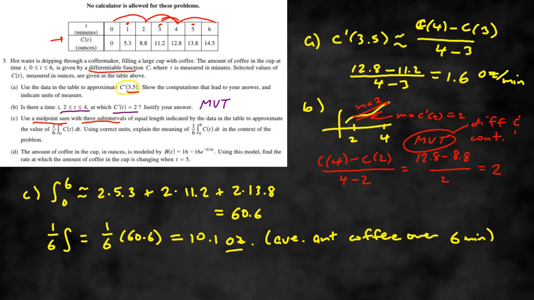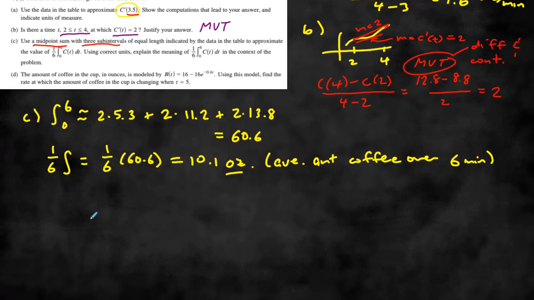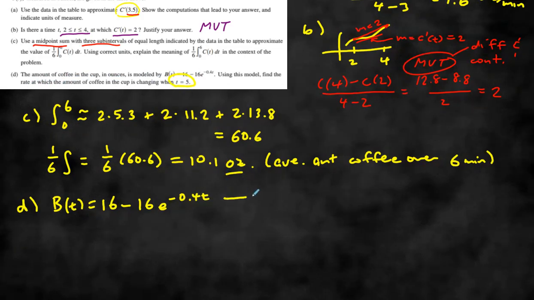Okay, that brings us to the last part, part D. Part D says, if we approximate the function representing the amount of coffee as B of t equals 16 minus 16e to the negative 0.4t, use the model to find the rate at which it is changing when t is 5. Basically, we're looking for B prime of 5.